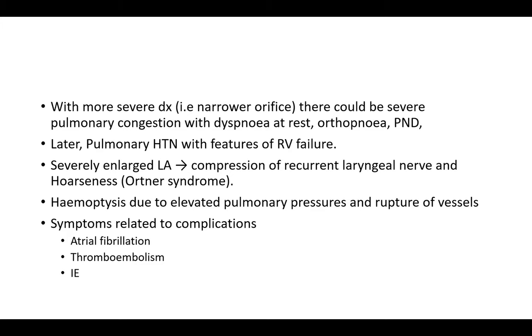With the long-standing pulmonary hypertension, we start to have features of right ventricular failure. We have ascites, peripheral edema, whatnot. So the severely enlarged left atrium, like we find in that very busy pathophysiology flowchart, will lead to compression of the recurrent laryngeal nerve and give hoarseness. This is called Ortner syndrome. It could even compress the esophagus and give dysphagia. We could have hemoptysis due to elevated pulmonary vessel pressures and rupture of pulmonary veins.